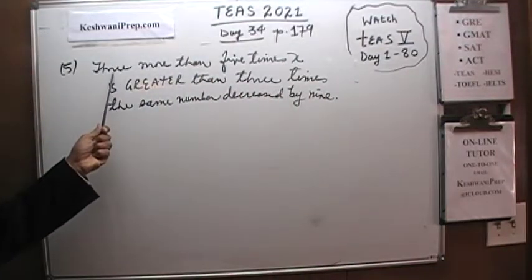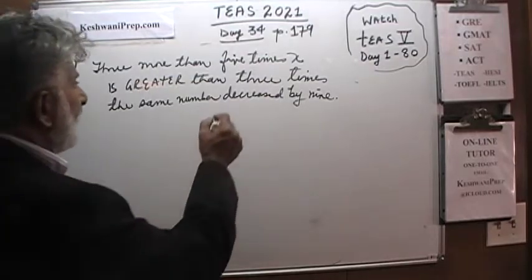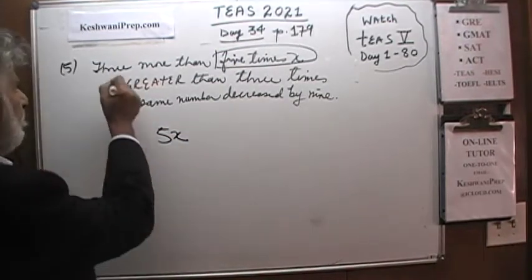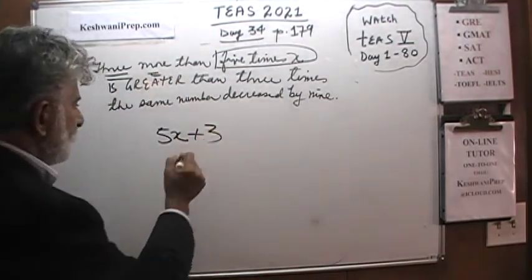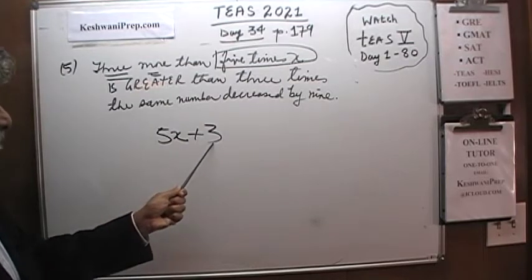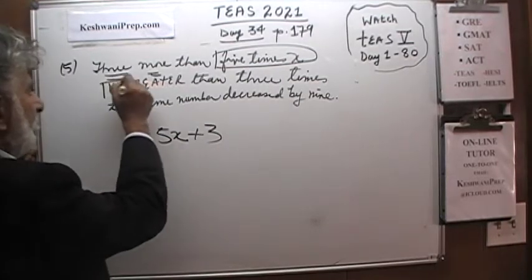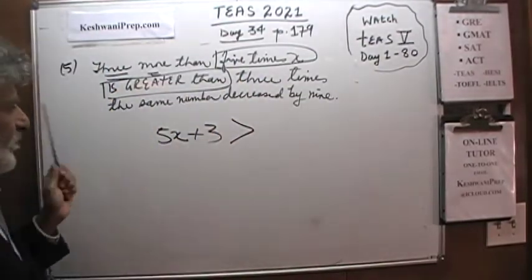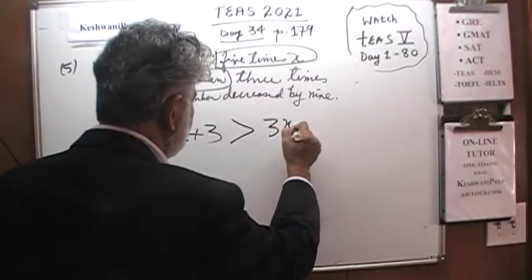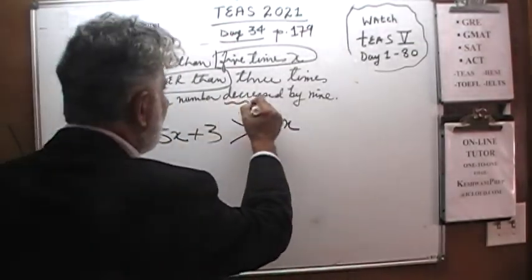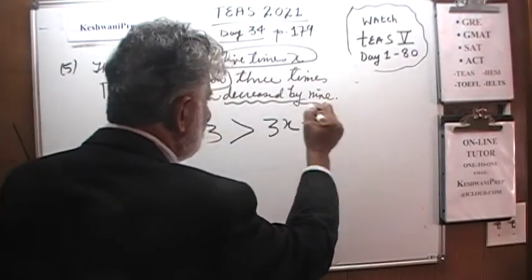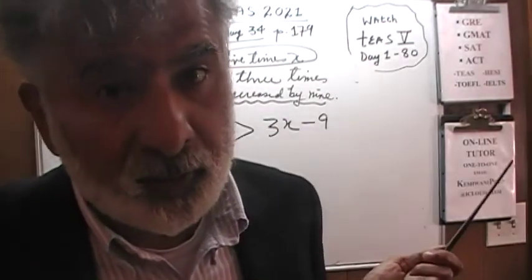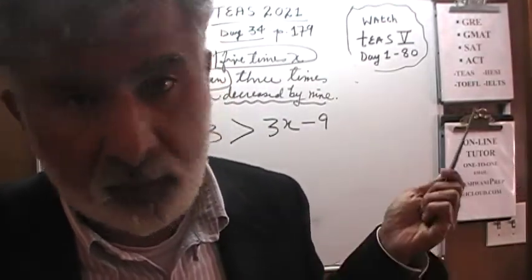3 more than 5 times x. Well, that's the starting point. 5 times x. And then 3 more than that, which means we have to add 3 to it. This is 5 times x, and 3 more than that, that's the amount. Is greater than, there you go, is greater than what? 3 times the same number, which is x, decreased by 9. That's their way of saying minus 9. There you go. That's all there is. And again, if we wanted to solve this inequality for x, we could do that. The question is not asking for it.